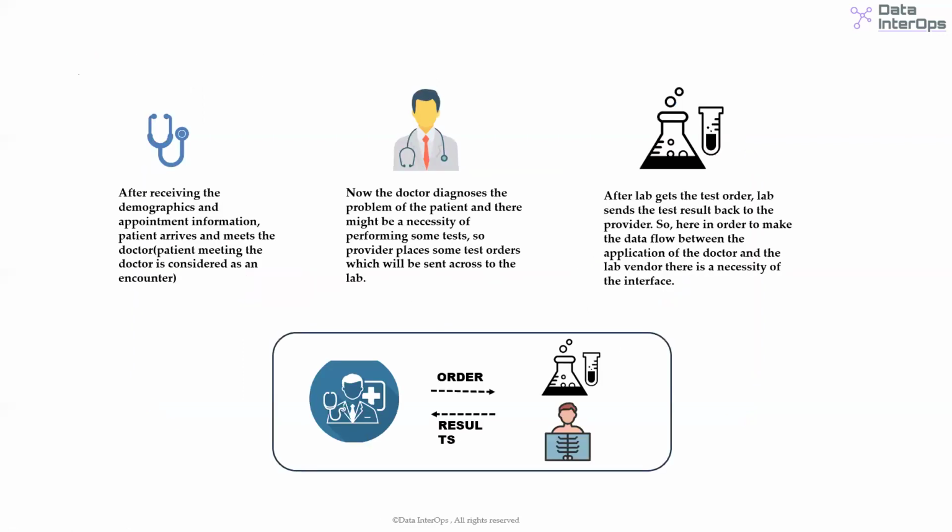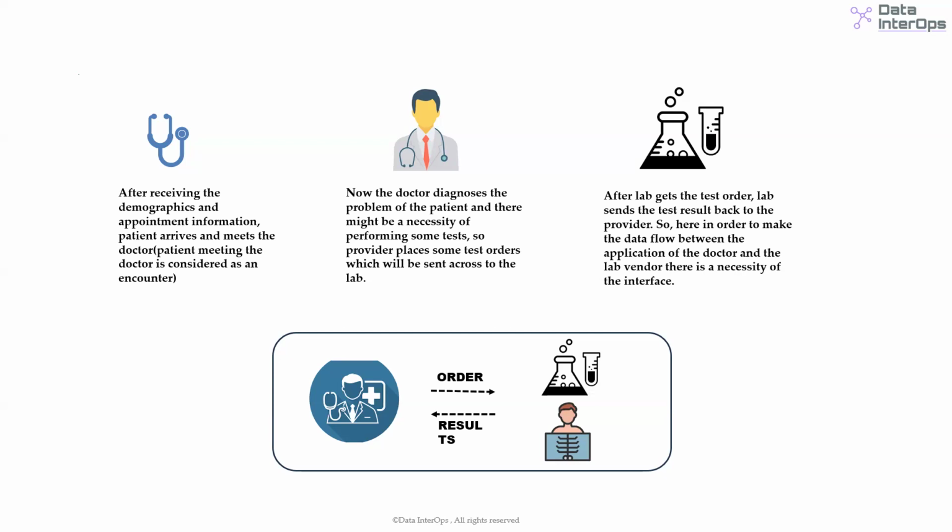In the EHR, the doctor will view all the appointments he has, and then take action accordingly. Now, after receiving the demographic and appointment details into the doctor's application, the patient will come and meet the doctor, and they will discuss what the problem is. This scenario is called an encounter. An encounter is an episode where the patient and doctor talk to each other to discuss the problem and come up with a final solution.